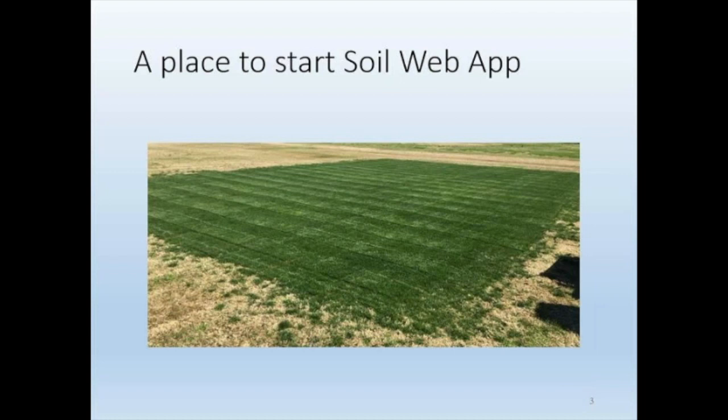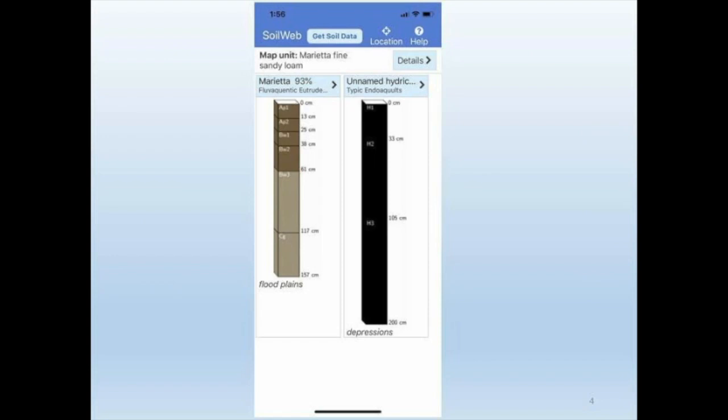And so there's a web application out there called Soil Web, easy to download. You push a button on it, it says get soil data, and this will be what comes back. So I did this for the research plot that I was just showing you. It came back that the soil there is mapped as a Marietta fine sandy loam. It is a Fluventic Eutrudept.